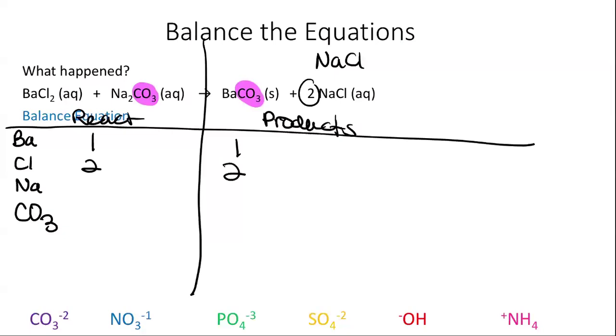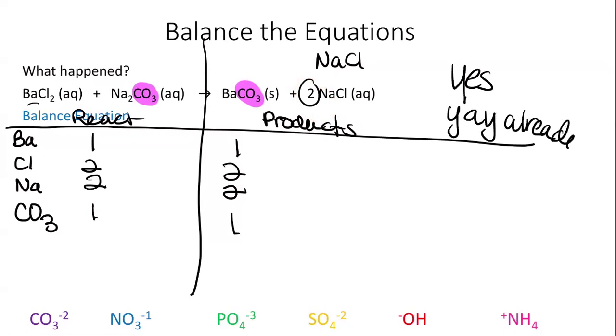Okay. How many Nas do I have on the reactant side? I have 2. And I have 2 on the right side. And how many barium? Carbonate, 1 and 1. This is already a balanced reaction. So yes, yay, already balanced.